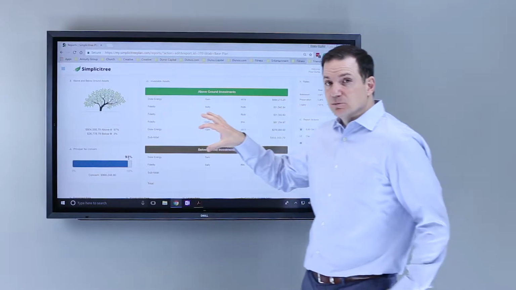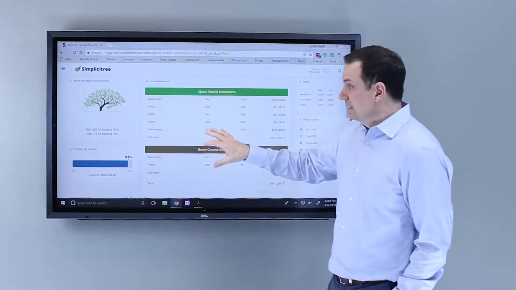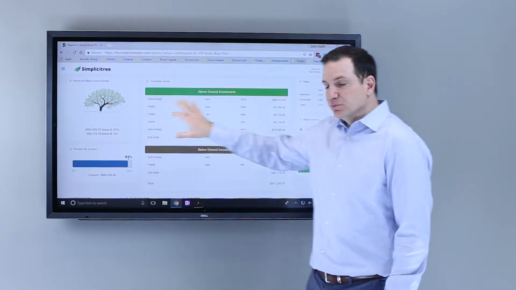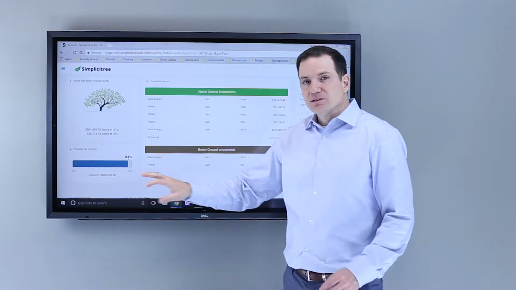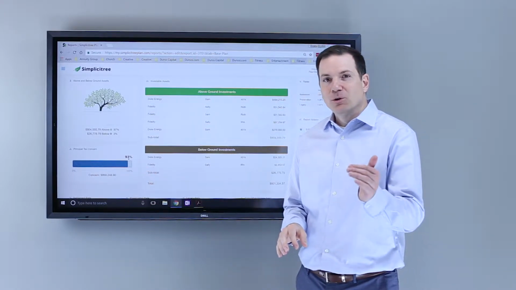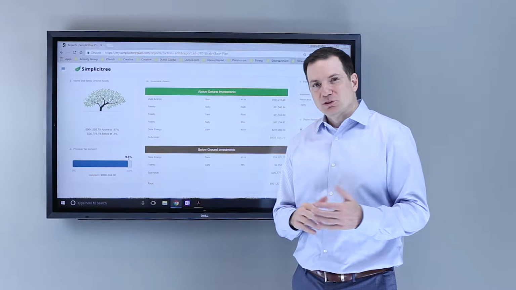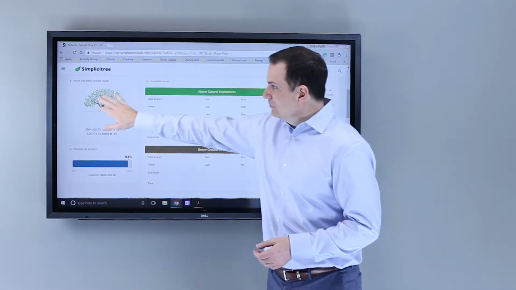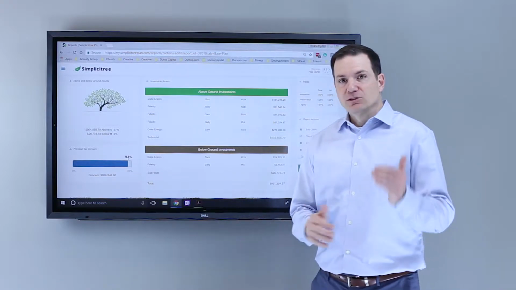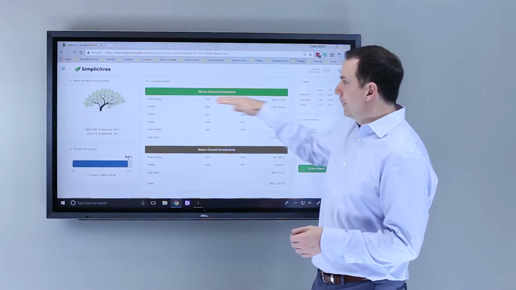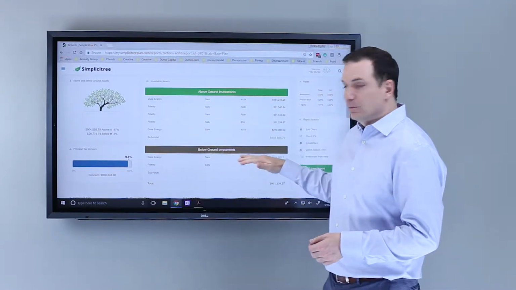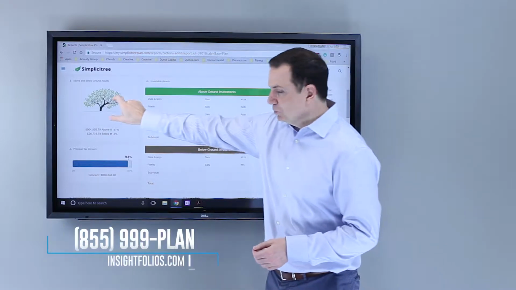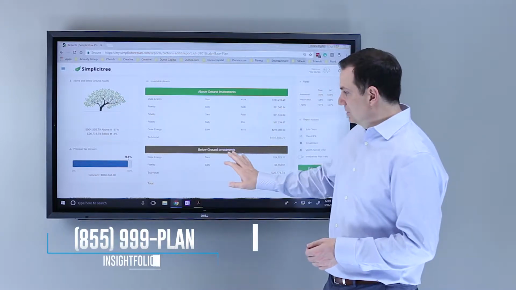This is what the system looks like on screen, and I want to explain a couple of the different parts of this planning process so you can know as we go through examples what to expect down the road. So we've got a visual that we call a tree, and there's two parts to it, what we call above ground investments and below ground investments, and we visualize that in that image that you can see here.